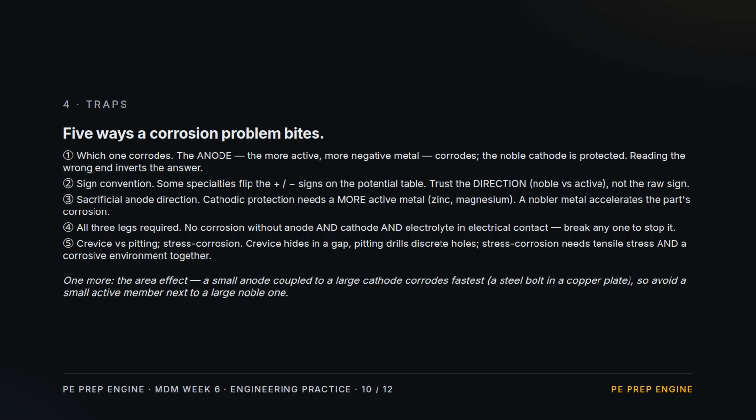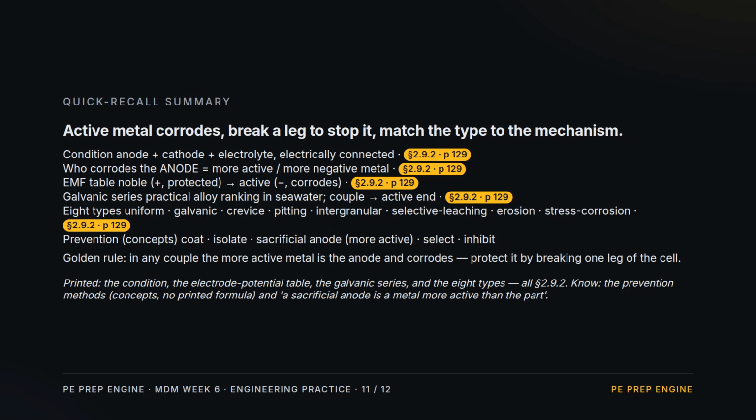Quick recall. Corrosion needs an anode, a cathode, and an electrolyte in electrical contact. The anode, the more active, more negative metal, is the one that corrodes. The electrode potential table and the galvanic series both rank noble to active. In any couple, the active end loses. Know the 8 types by their mechanisms. And remember, prevention breaks a leg of the cell. Coat, isolate, add a sacrificial anode more active than the part, select compatible metals, or inhibit.